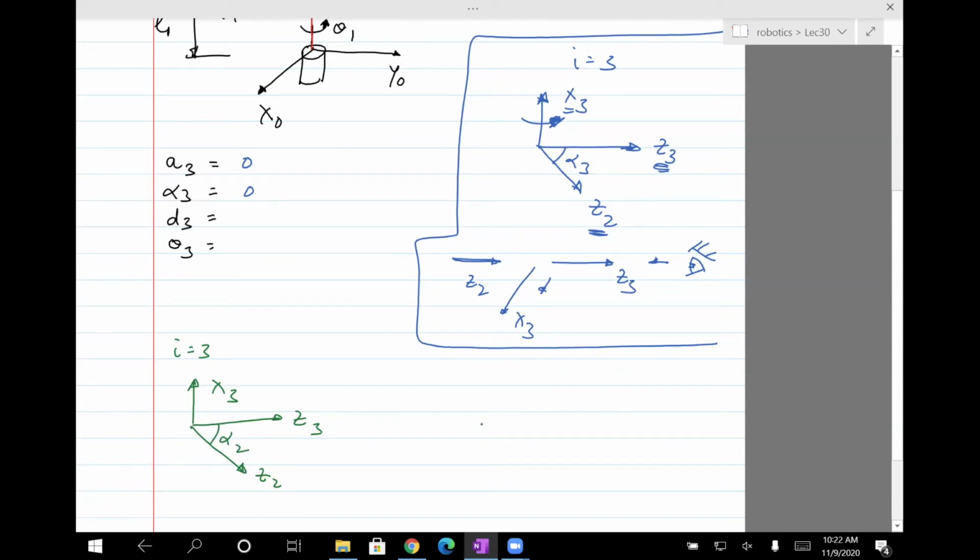Okay, so now we are all set to find d3, which, it should be theta 3. So d3 is the distance from z2 to z3 along x3. My bad, I am doing it incorrectly. So this is not supposed to be x, but it should be z. So z2, x3, x2. Okay, looks correct to me.